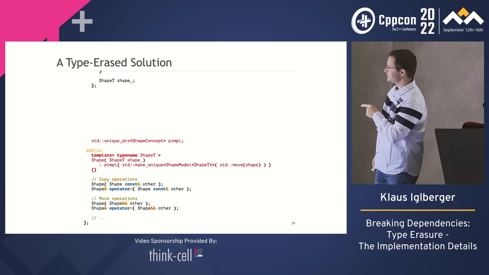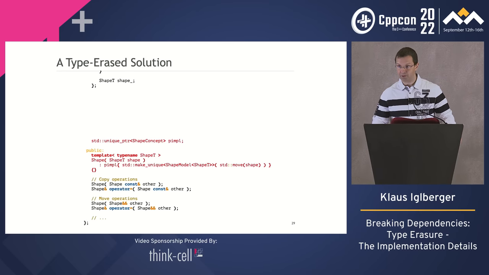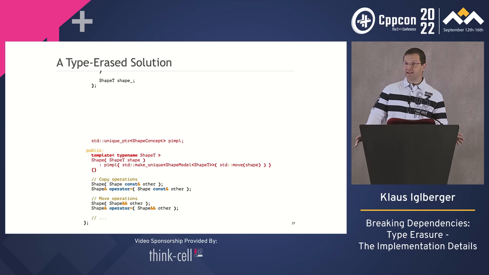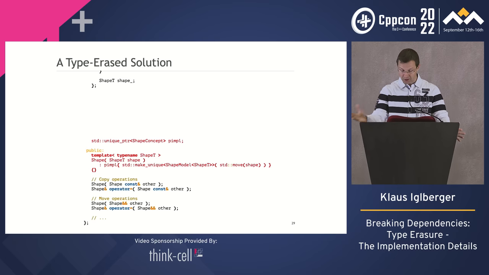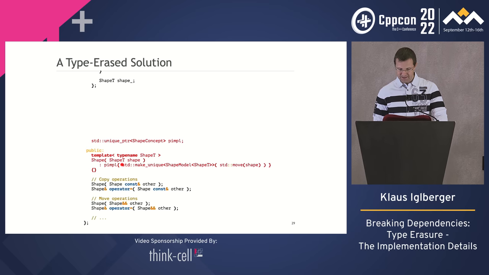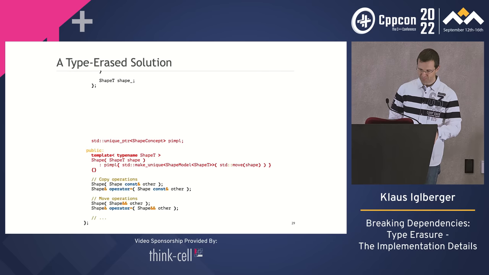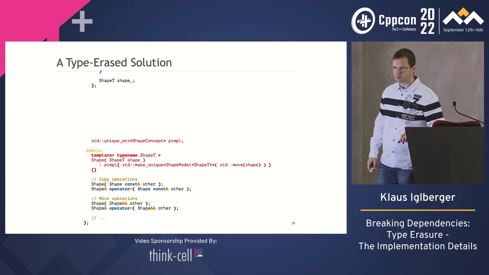But then what I do add in the public section of this class is a templated constructor that takes any kind of shape. Can take a circle, can take a square, a triangle, a rectangle, you name it. It can take any kind of shape and deduces the type. With this type, I now create the according shape model, the shape model of the given shape type. Of course, I move the shape into that model and initialize my data member called pimple. So this is, again, a unique pointer of a shape concept.